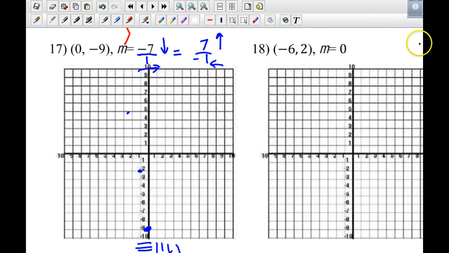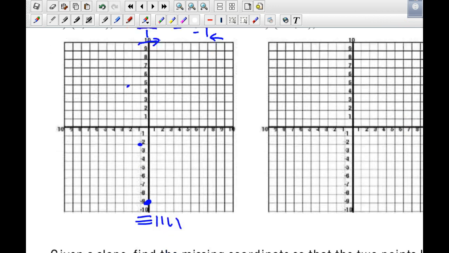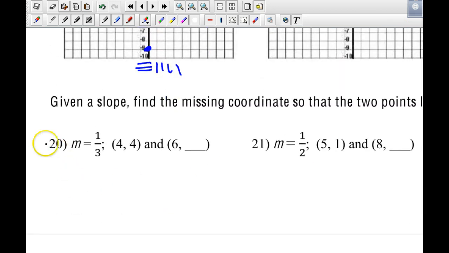Okay, the last 3 don't worry about. We'll do them together tomorrow. These 3 here start on 20. So do 1 through 19.